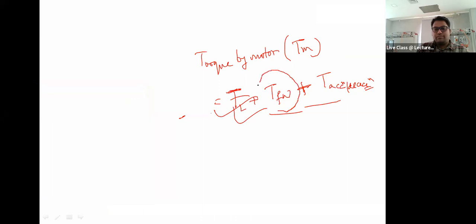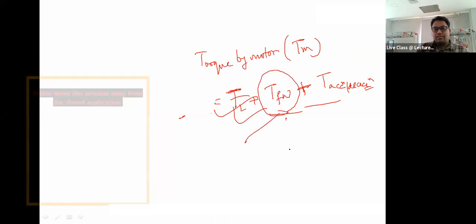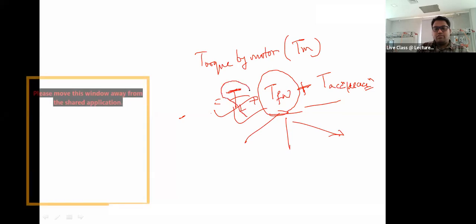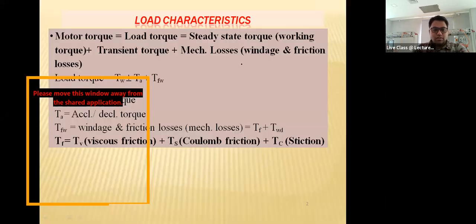First of all, we will be seeing what this is comprised of, three components. Then we will focus on the load torque, what type of load torque is there, and then we will finally have the equations.